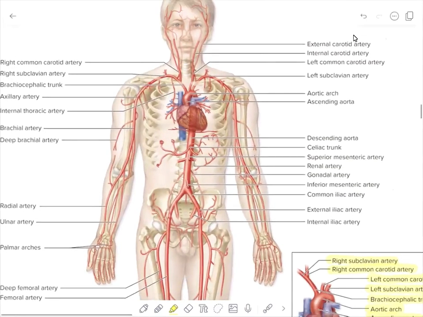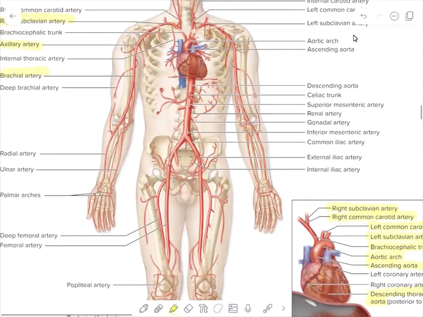Looking at the rest of the diagram here, we can see where we have the subclavian arteries in the shoulder area. That subclavian artery leads to the armpit, which is the axillary artery. The upper arm, which is the brachial artery. At the elbow, that brachial artery branches to the radial and ulnar arteries.